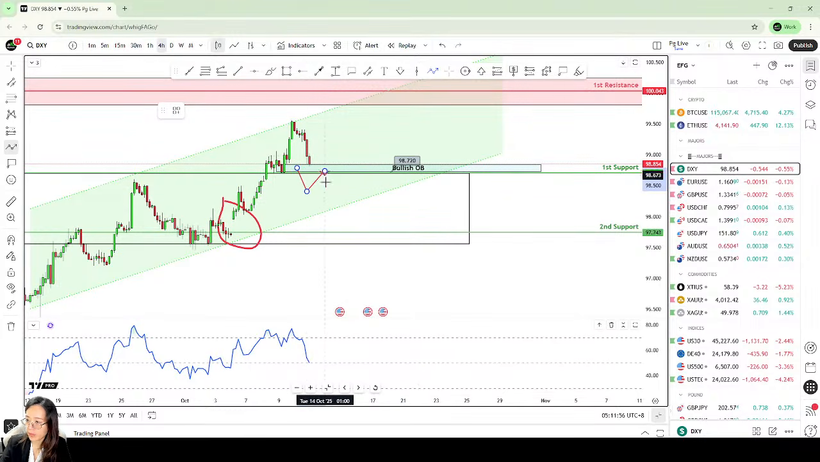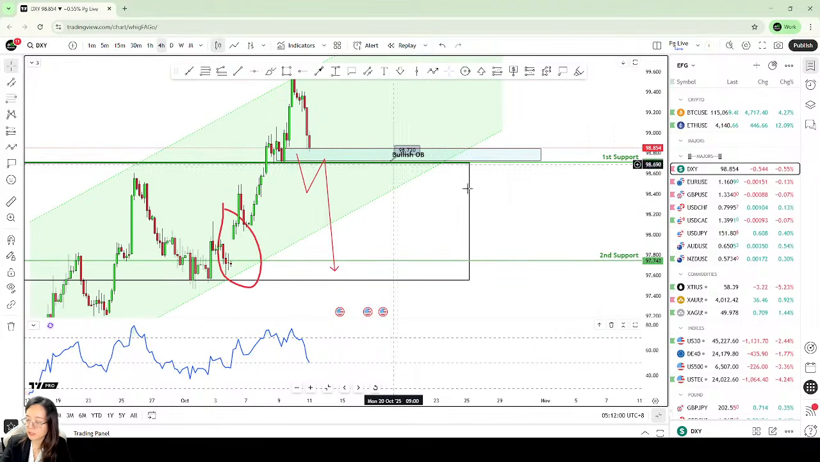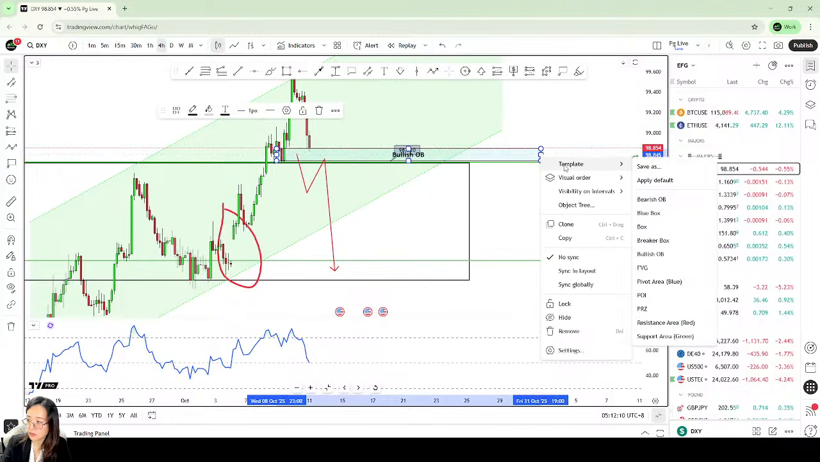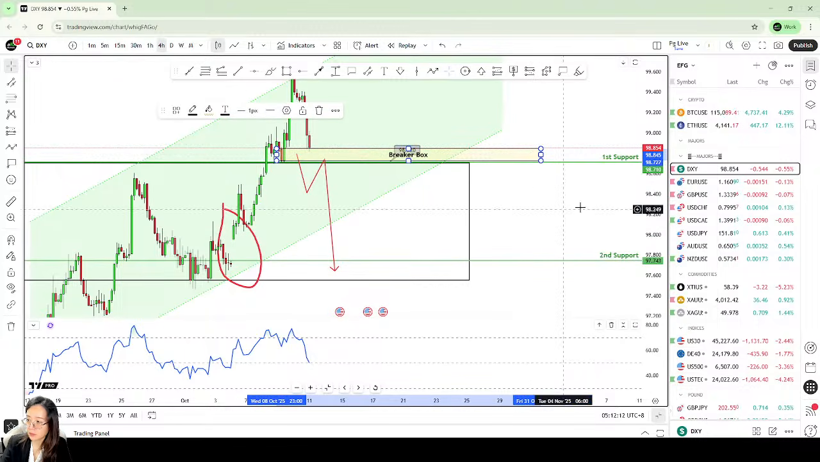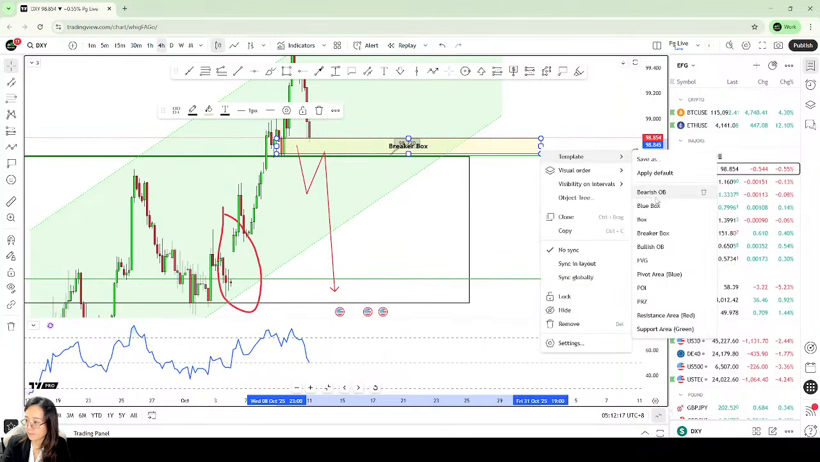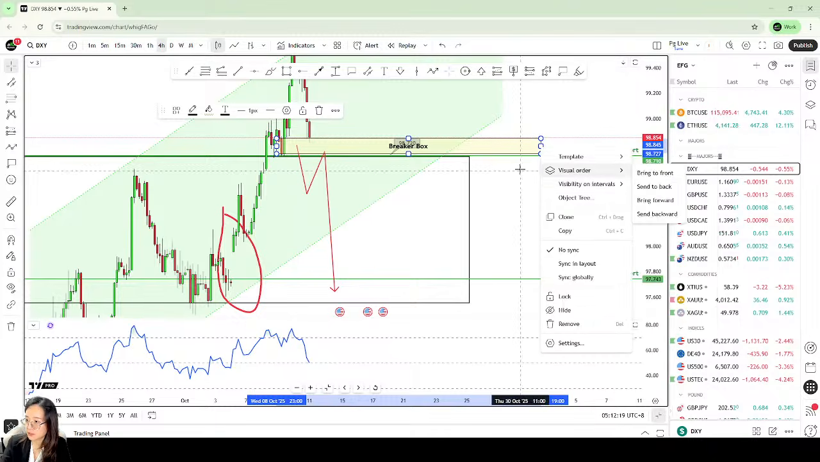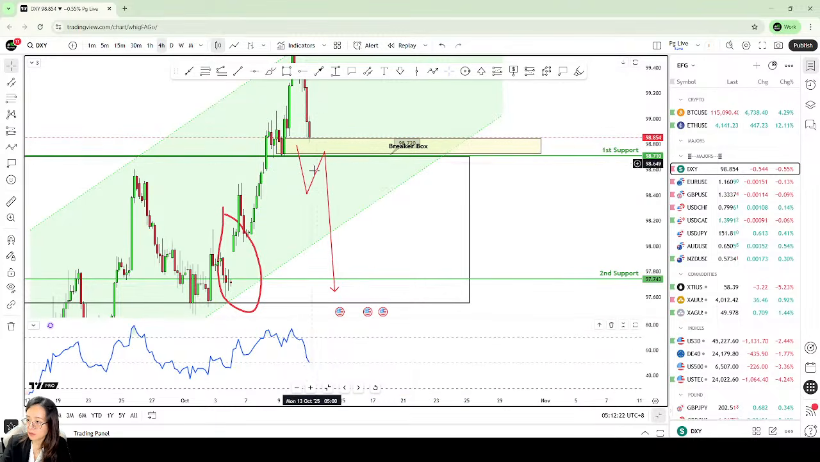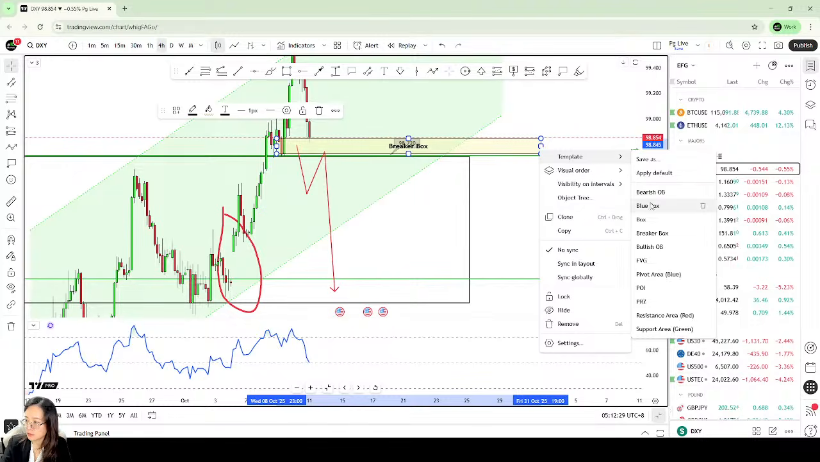Maybe pull back. Okay, again we have the bearish OB here. If price does not respect, okay, maybe if they close below, the first support becomes your resistance, and this one is gonna be your breaker box. Okay, breaker box is a failed OB. So you just take note of that. Either if they do not respect, break below, pull back, you can sell. Support becomes resistance, and it's gonna be a breaker box.